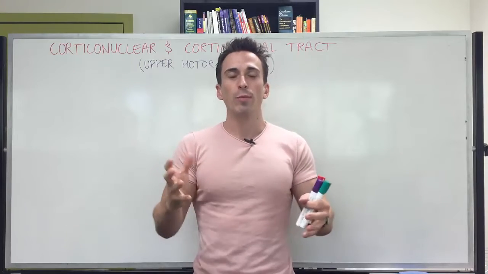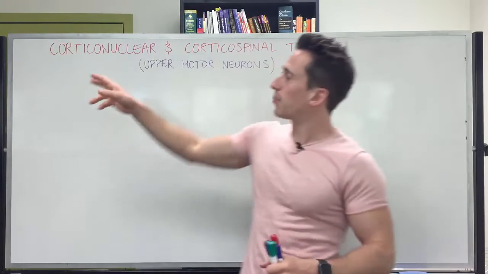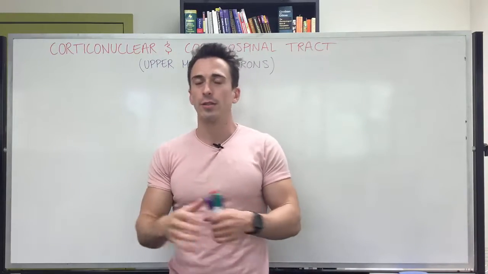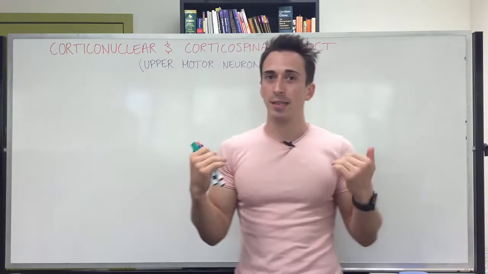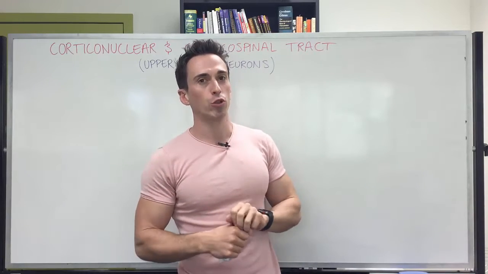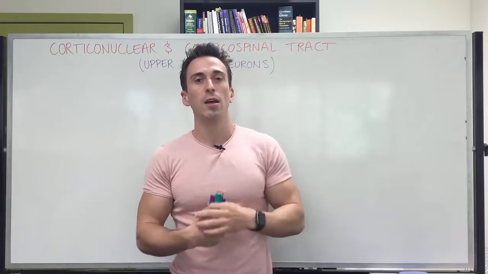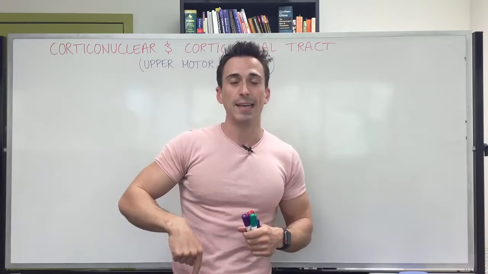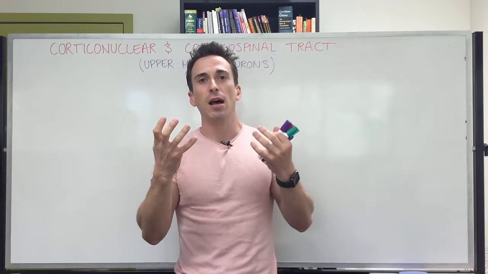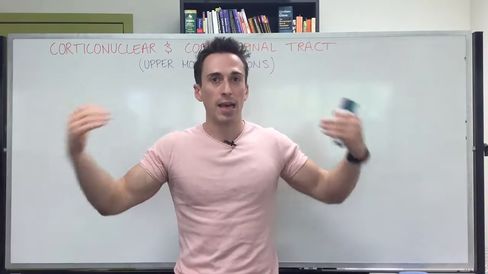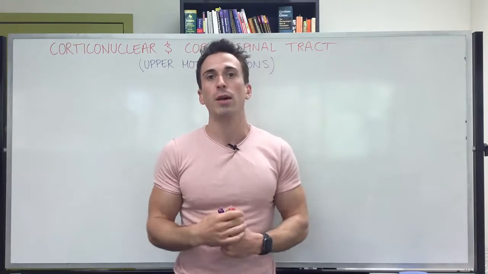So where do we begin? Well, first thing is you can see that I've written up on the board corticonuclear and corticospinal tract. What's the difference? Well, there are many different types of descending tracts. Today we're going to focus on these two. The corticospinal tract: cortico meaning cortex of the brain, spinal meaning the spinal cord, descending down. This is the descending motor pathway that tells your arms, legs, and axial trunk to be able to move.